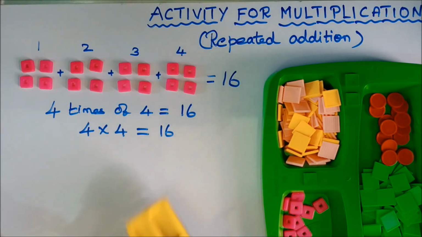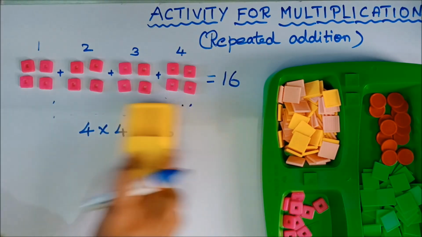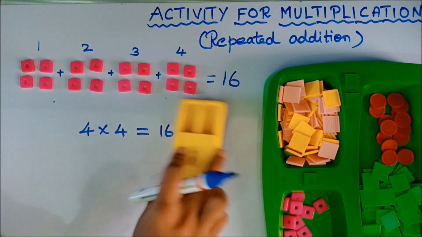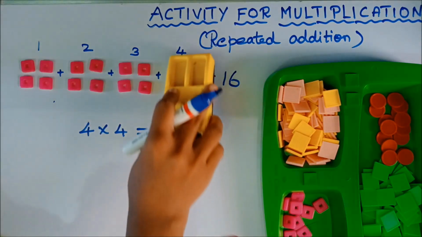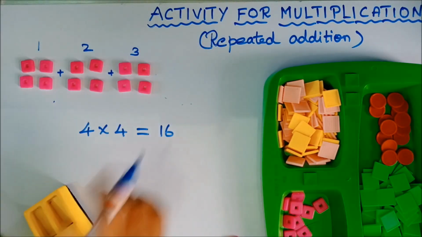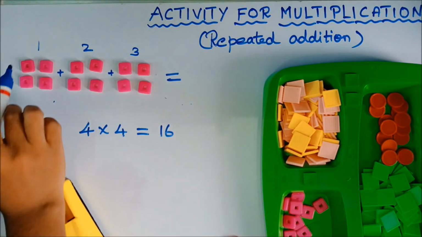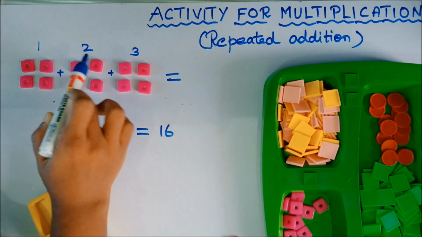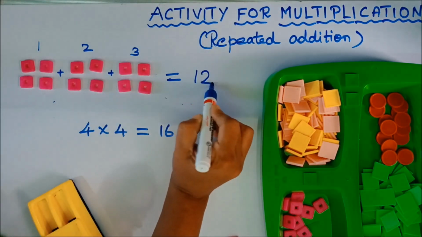Similarly, suppose I remove one set from this, let us see what happens. Now I am going to remove this last set. Okay. So in total we have how many sets? 3 sets. Okay. Now we are going to find the total. How many pieces do we have in total? 1, 2, 3, 4, 5, 6, 7, 8, 9, 10, 11, 12. So we have 12 pieces.